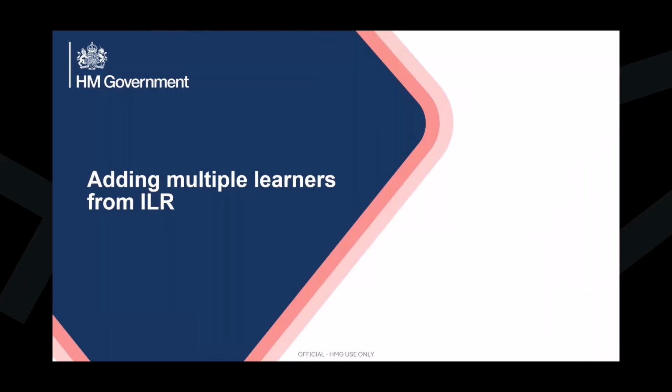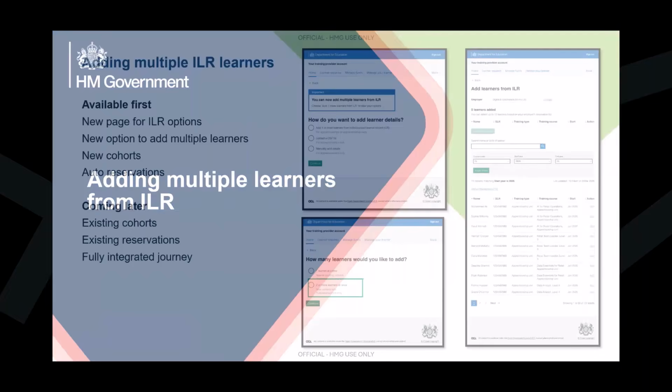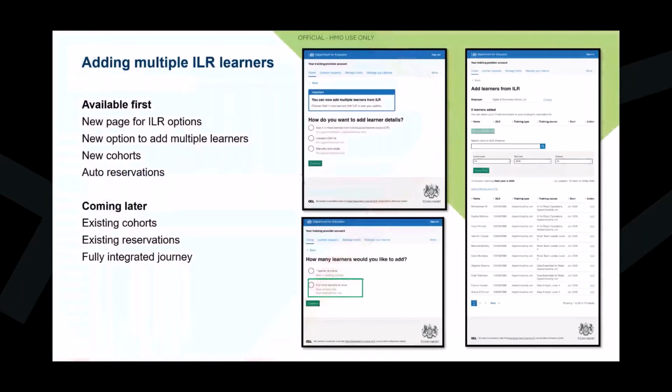Okay, so now what we're going to move on to is we've been looking at the process of adding learners even more efficient. So we're developing a new option to add multiple learners at once using the ILR option. We completed the first step for adding multiple learners by creating auto reservations in the provider account last year.